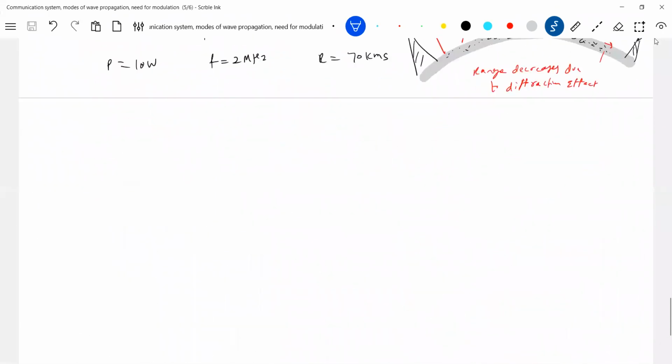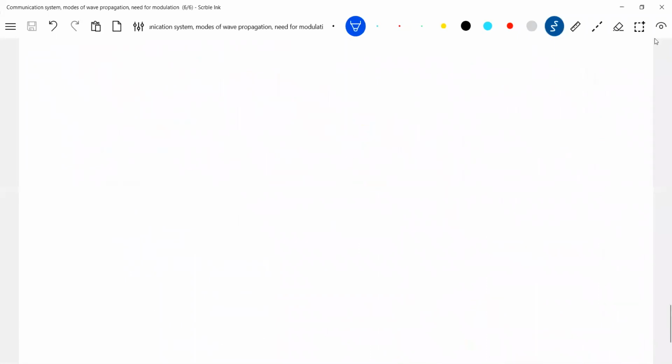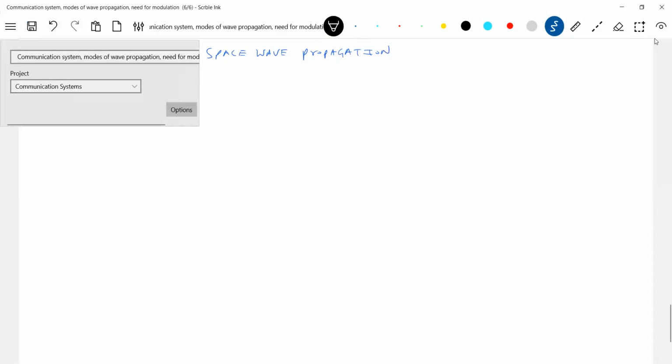Okay, this is about ground wave propagation. Next we'll go for line of sight or space wave propagation. And next we'll see what benefits we get in this type of propagation.